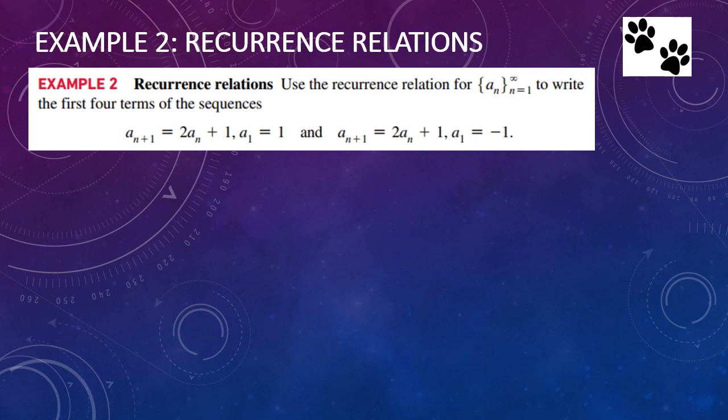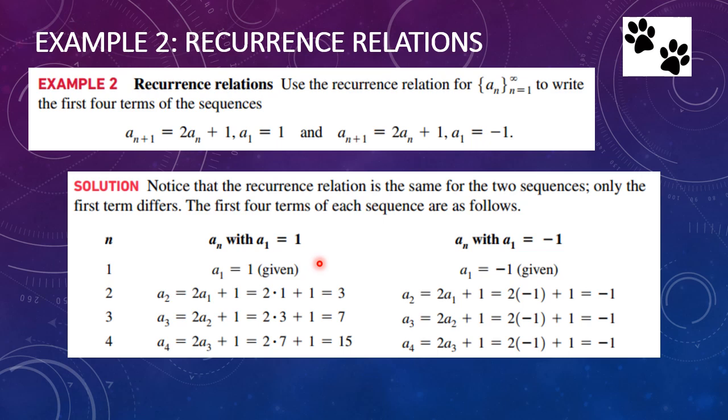So go ahead and hit pause. Notice you're going to be calculating 2 sequences. So you're going to have 4 terms for the a sub n plus 1 on the left and the a sub n plus 1 on the right. Hit pause and then try these. Once you're ready, hit play again and come back.